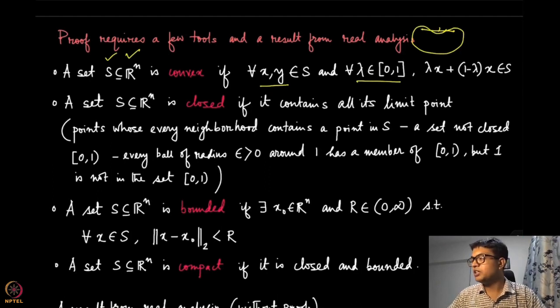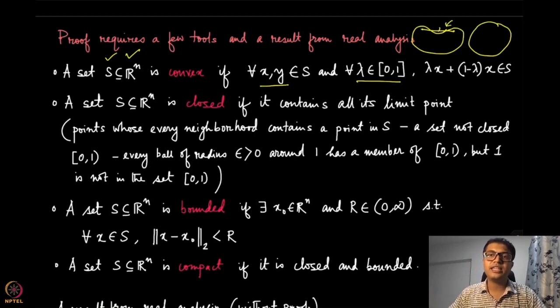So what will be the shape of a convex set? Something like a circle, or things which do not have such situations where if you draw a chord between two points in that set, that goes outside the set.